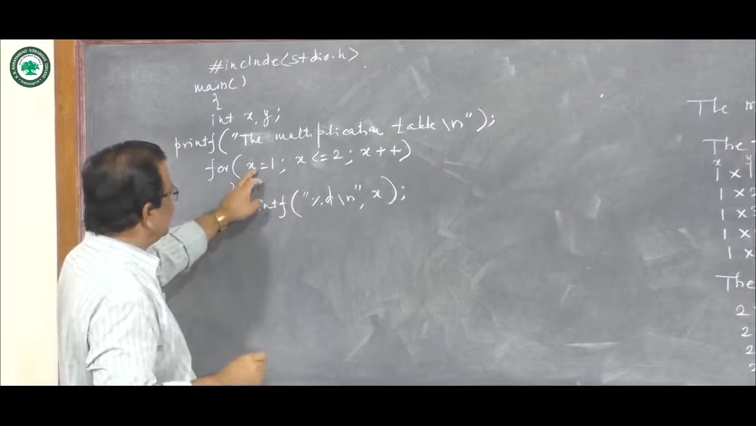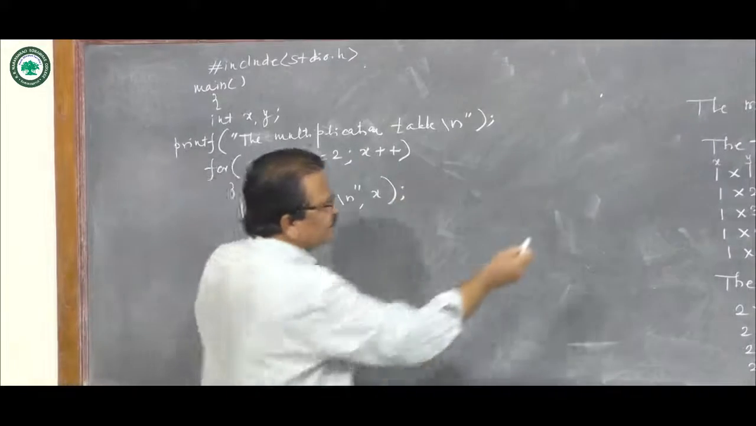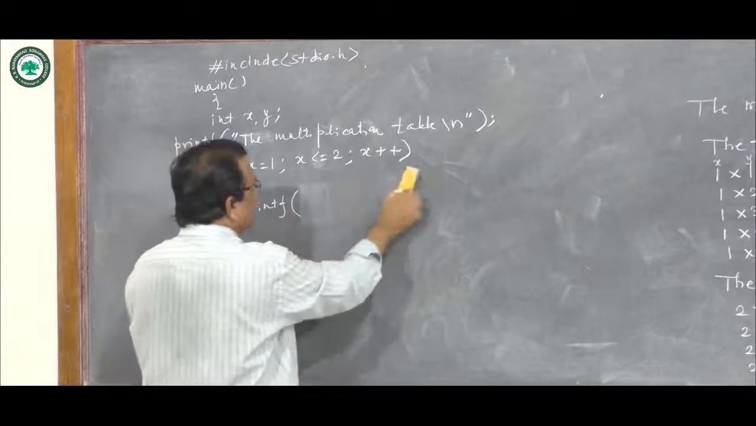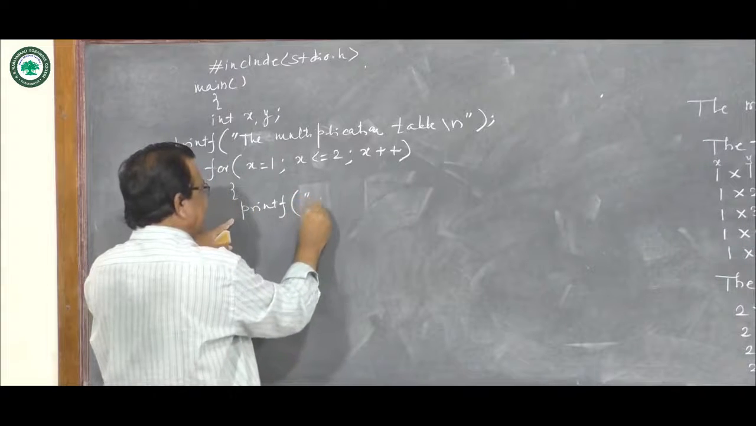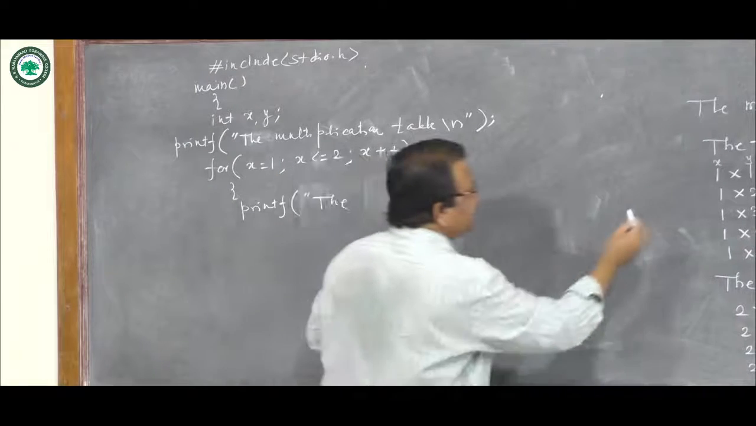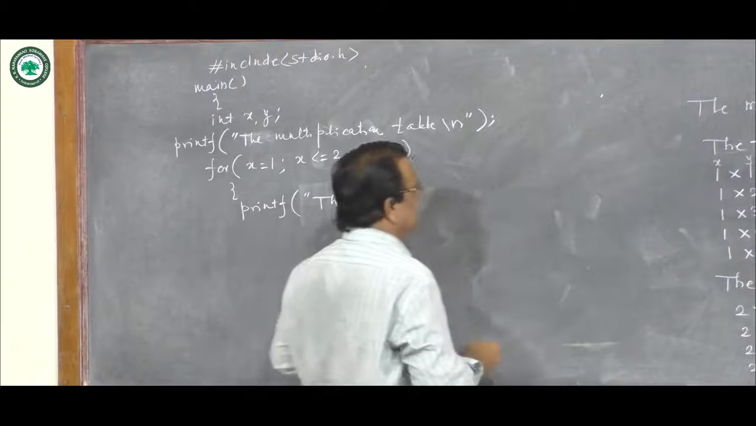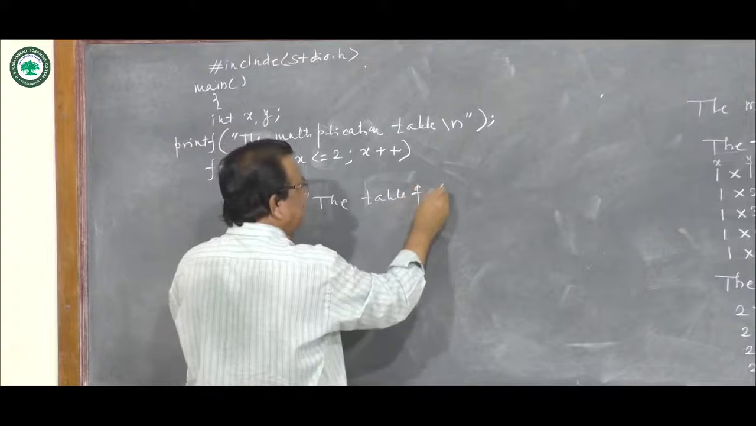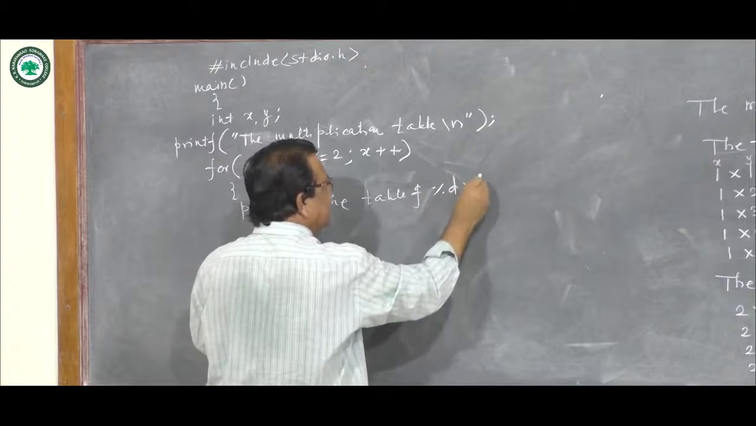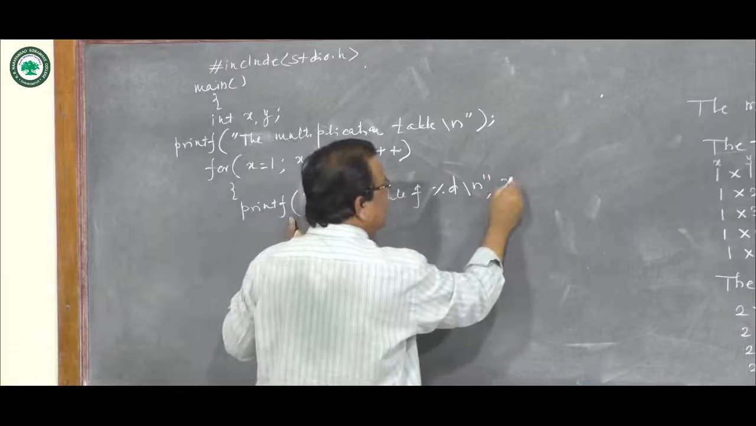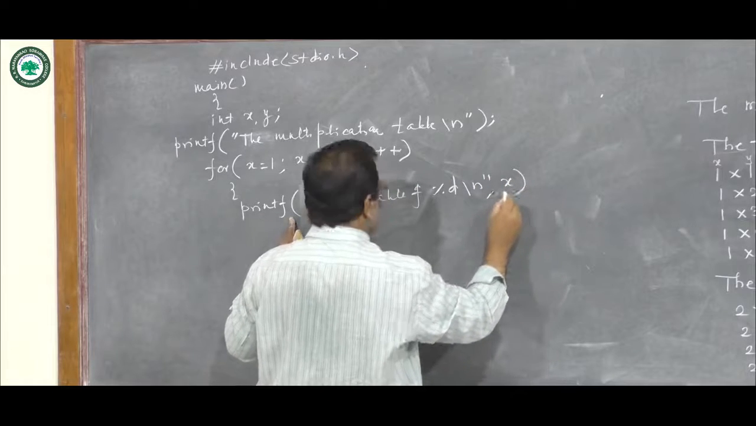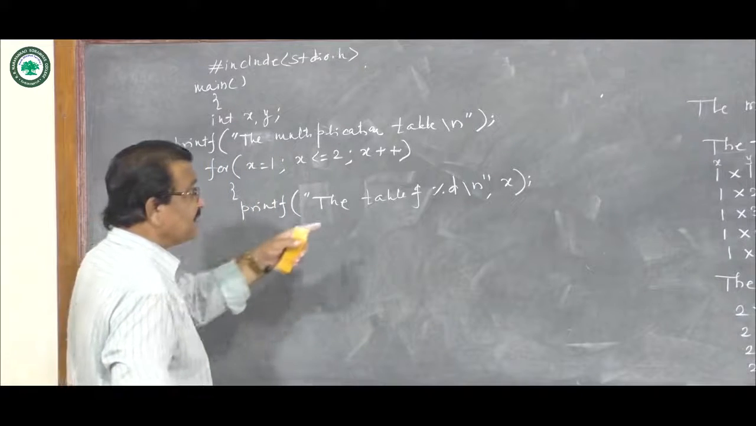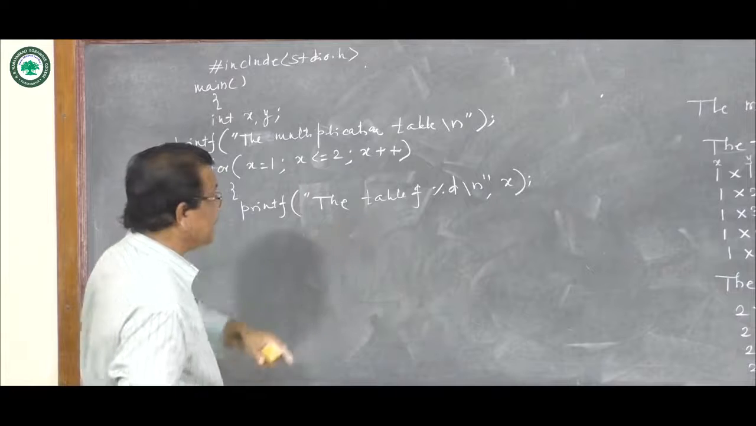When this variable goes from 1 to 2, so the table of 1, this will print the table of 2. Printf the table of 2. This is the title I want, the table of percentage d slash n, and here I am printing the current value of x every time. After every pass, printf will end with a semicolon, and then after that x, y, and then x star y.